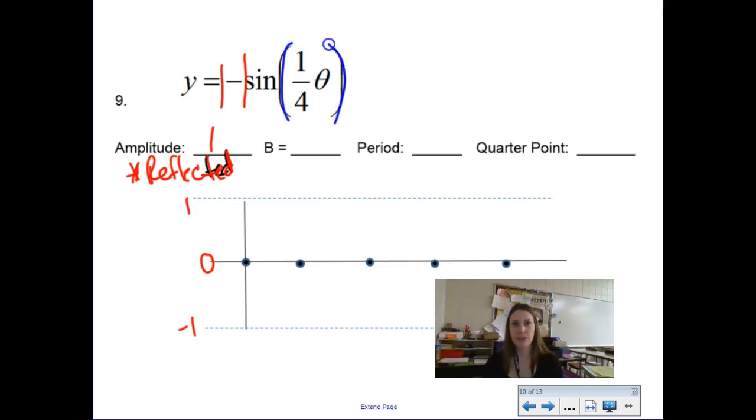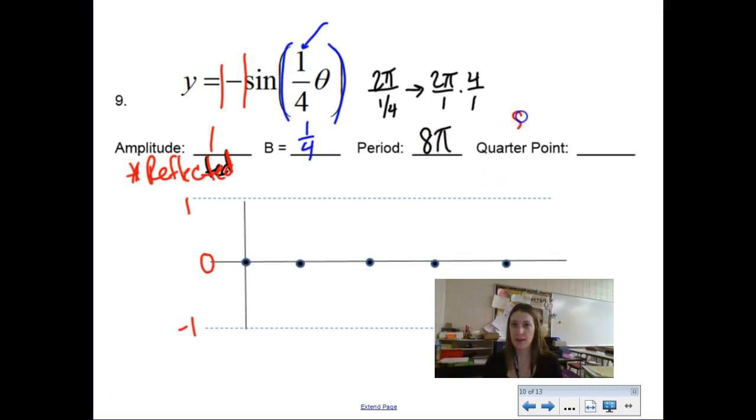Inside the sine function, there's a number, and that's b. Now be careful on this one. The calculation for period is 2 pi divided by b. So if you divide by a 1/4, you have to remember that that means you're multiplying by the reciprocal, which is multiplied by 4 over 1. So the period's actually 8 pi.